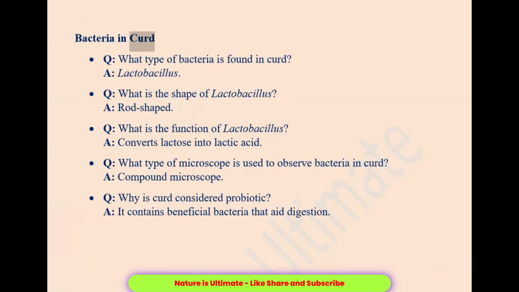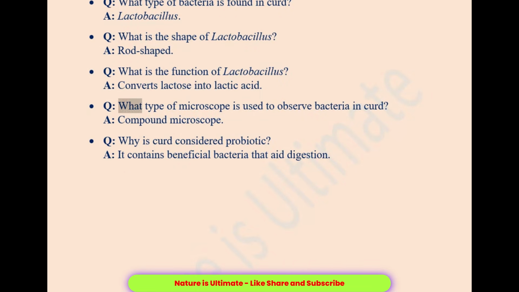Bacteria in curd. Q. What type of bacteria is found in curd? A. Lactobacillus. Q. What is the shape of Lactobacillus? A. Rod-shaped. Q. What is the function of Lactobacillus? A. Converts lactose into lactic acid. Q. What type of microscope is used to observe bacteria in curd? A. Compound microscope. Q. Why is curd considered probiotic? It contains beneficial bacteria that aid digestion.